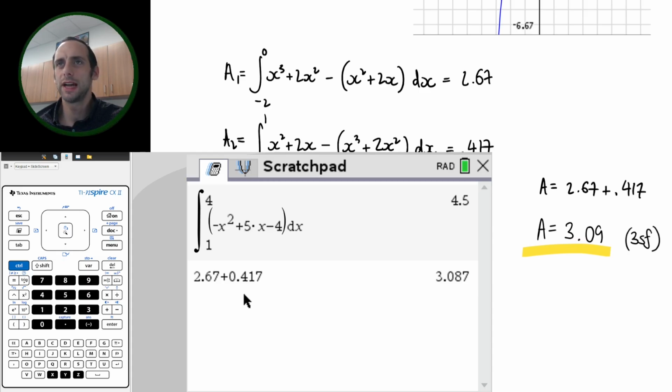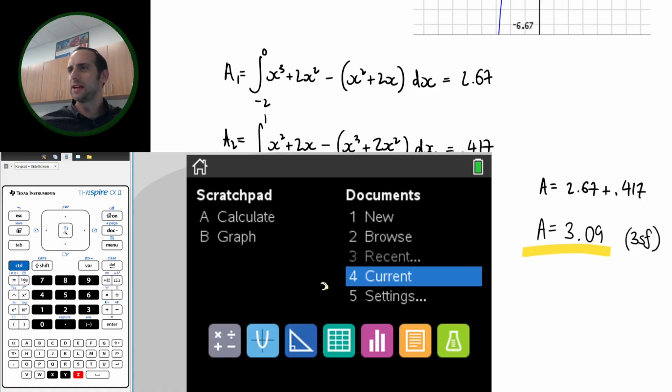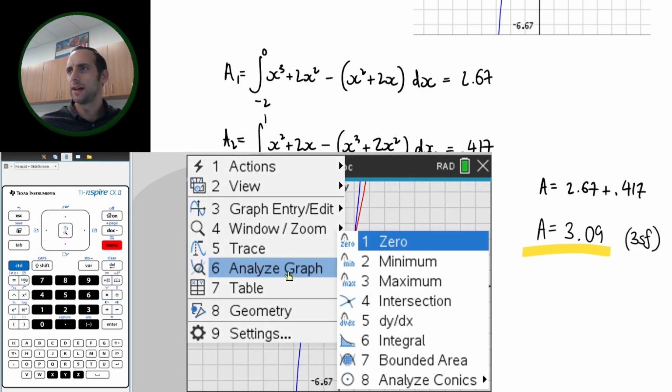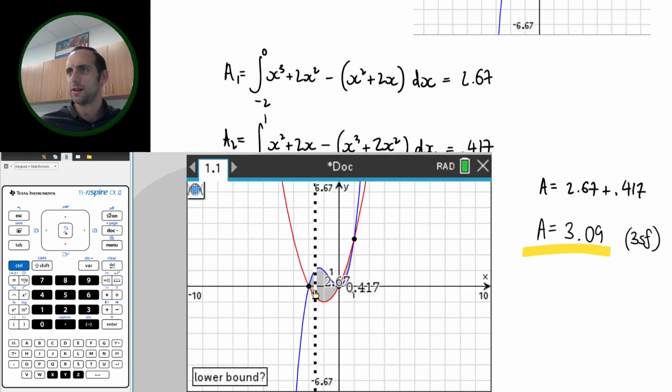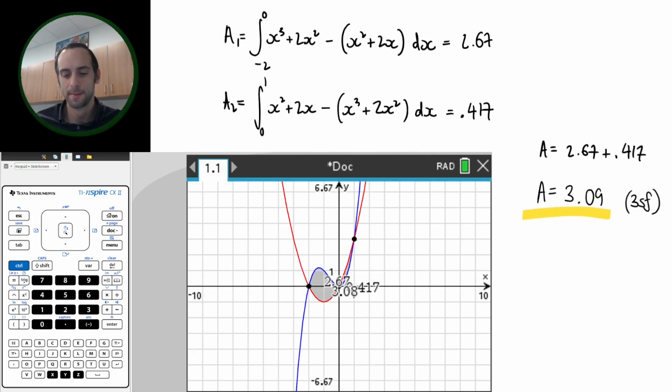Out of interest, you can also, I believe, do this all with one bounded area. If you are on your calculator, let me see if I can delete these. It doesn't look like I can. I can just go Menu, Analyze Graph, Bounded Area, do one bounded area, and I can get that same value out, 3.09. It's obviously got a little rounding error on my answer that they don't have on theirs. So you can just do one big integral to get that as well.